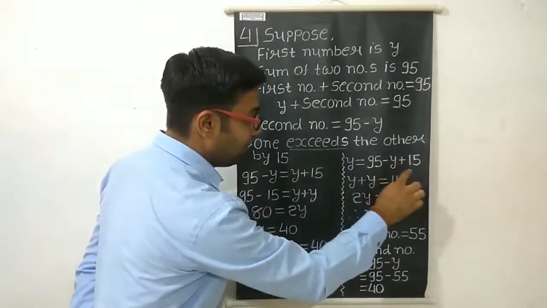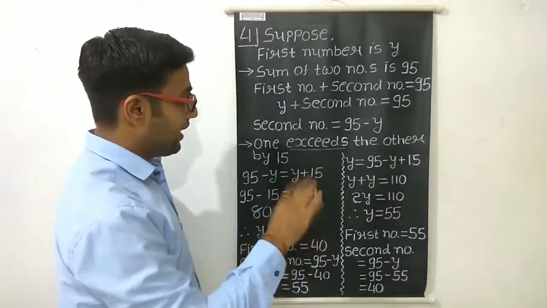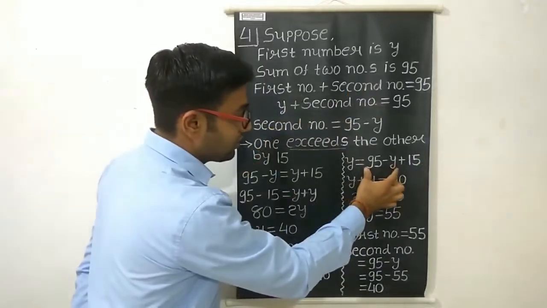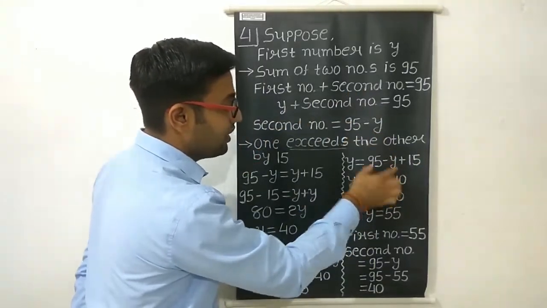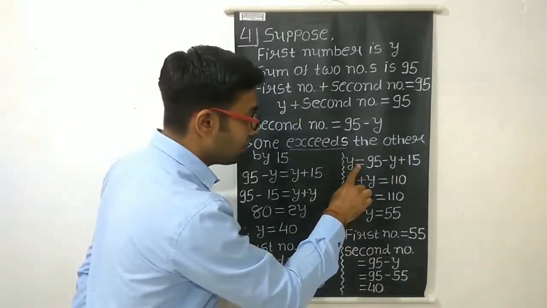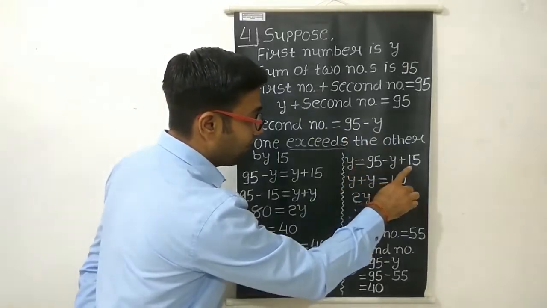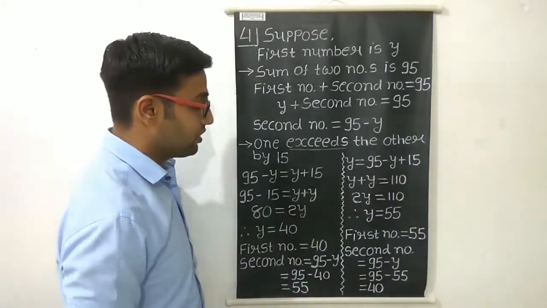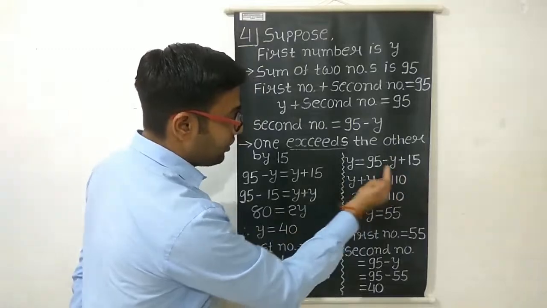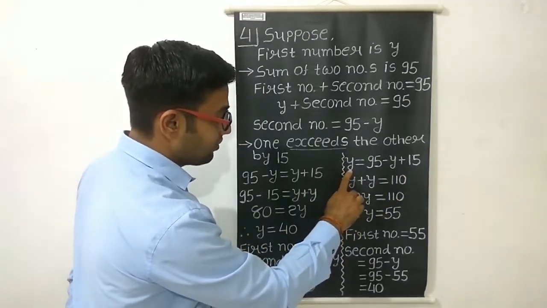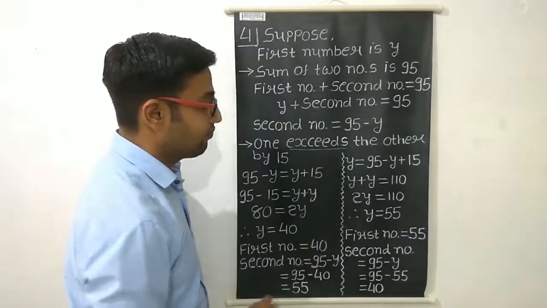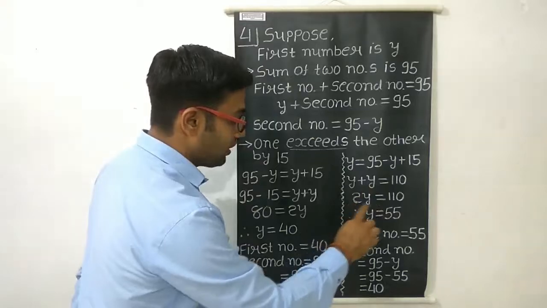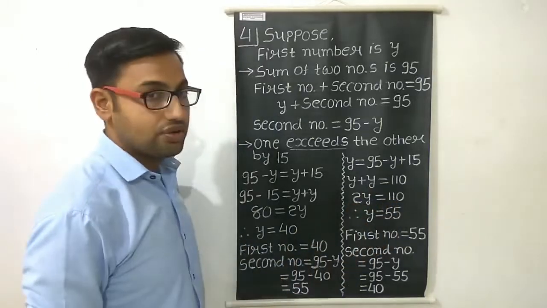Why do we add 15 to the second number? Because now we suppose that the first number is greater and the second number, that is 95 minus y, is smaller. So to make both numbers equal, we add 15 to the second number. Now let's solve this equation. Now taking this y to the left hand side, there is already y there, so y plus y we get, and 95 plus 15 is 110. y plus y is 2y, 2y is equal to 110.